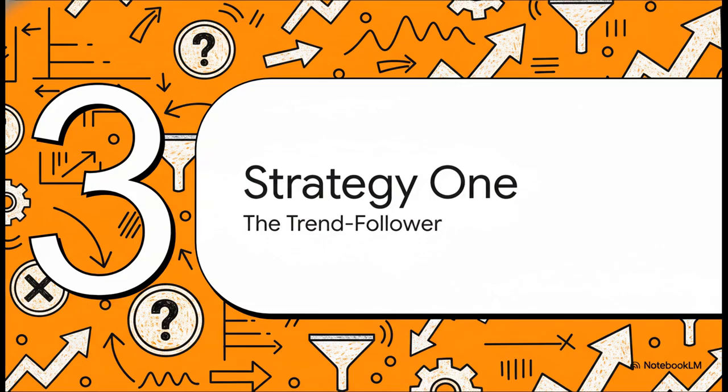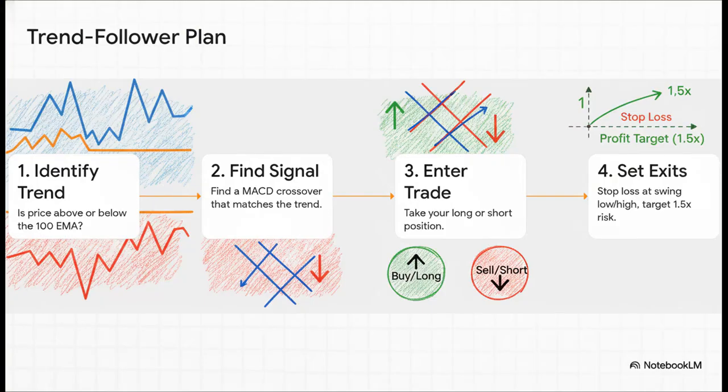We're calling this one the trend follower. It is a super simple rules-based way to make sure you're always trading with the market, not against it. It's designed specifically to filter out all those nasty fake-out signals. Okay, so here's the playbook. It's a simple 4-step plan.